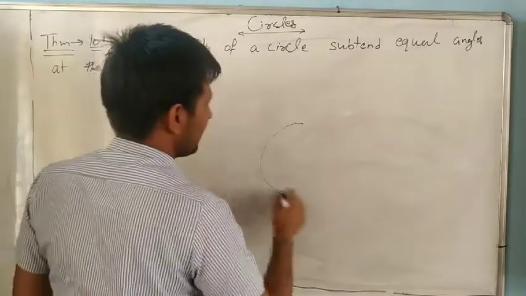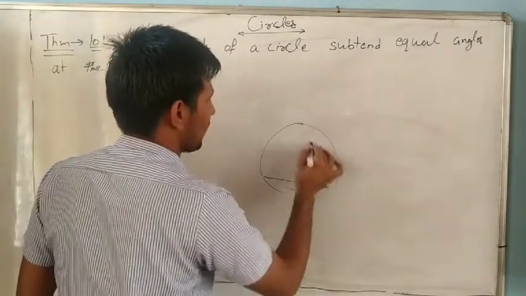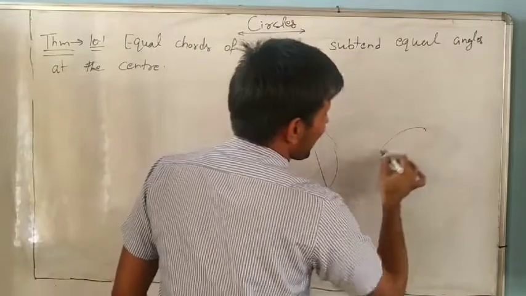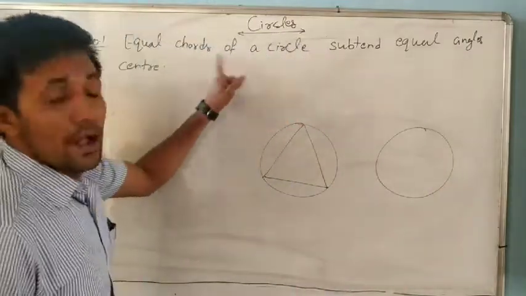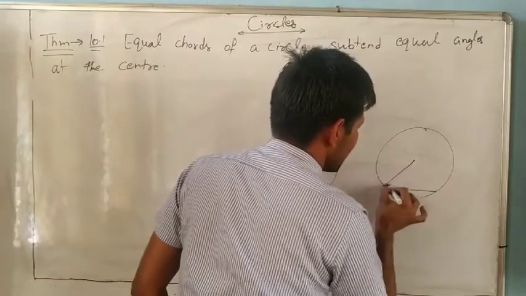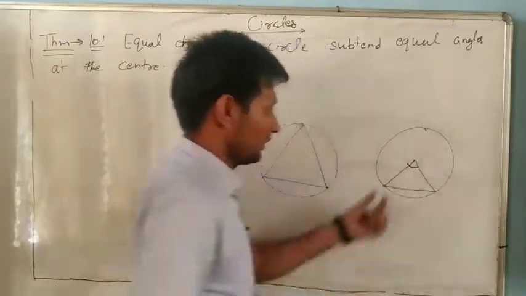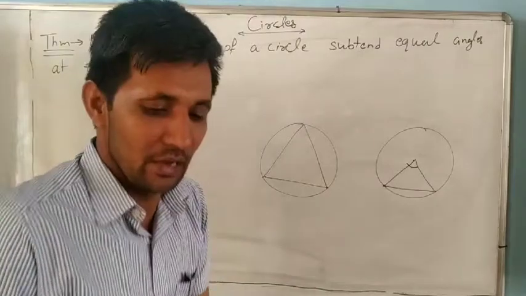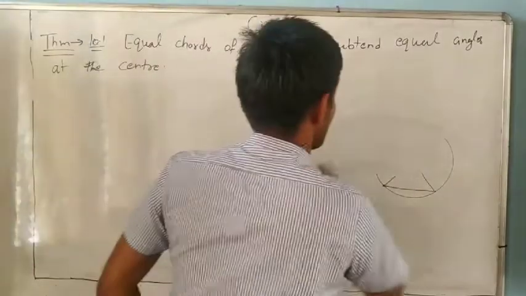Here we learned only the angle made by the chord on the circle. But now the angle made by the chord at the center. So this is the center, and this is the angle. So this angle, how much is it made? He is asking this in this question.